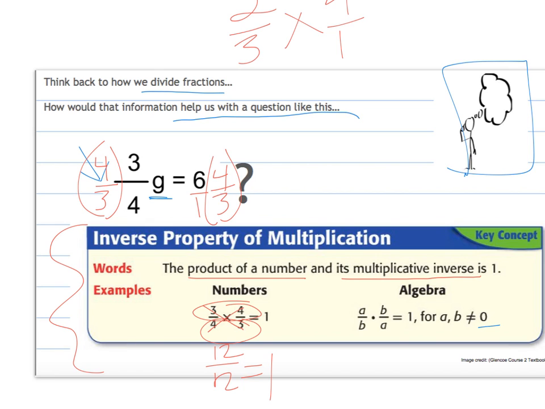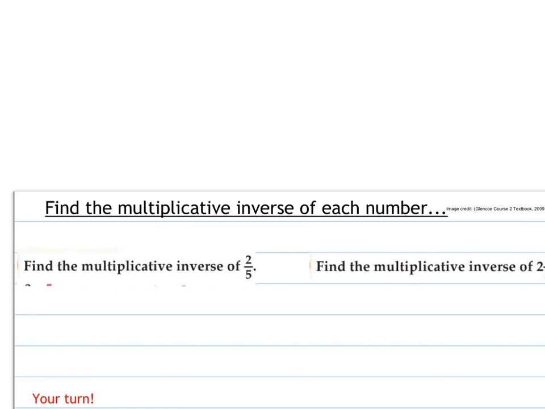Okay, so we would do that. We're going to be multiplying by the multiplicative inverse, or reciprocal we called it. Remember, that was reciprocal. So we're just being asked, and we've done this before when we had divisions, this is kind of a review. Yay! Find the multiplicative inverse of each number.